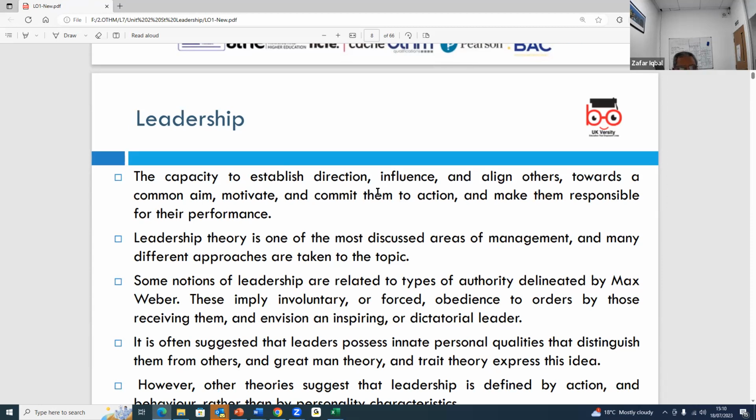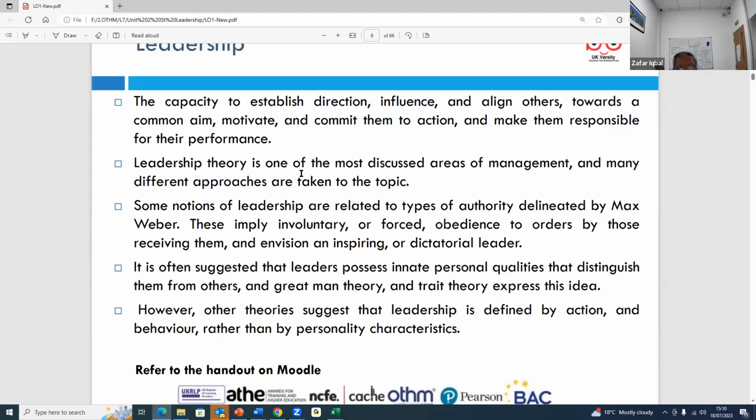and motivate other people. Also, leadership theory is one of the most influential or most discussed theories in the areas of management, and there are different approaches taken on this particular topic. There is no one style of leadership. There are many different facets of leadership.